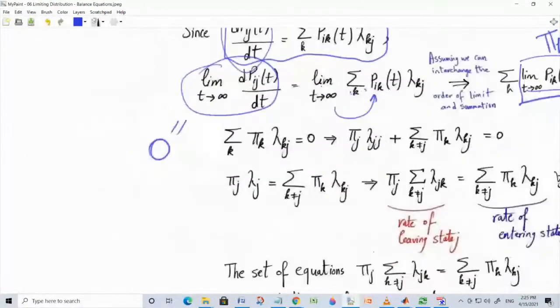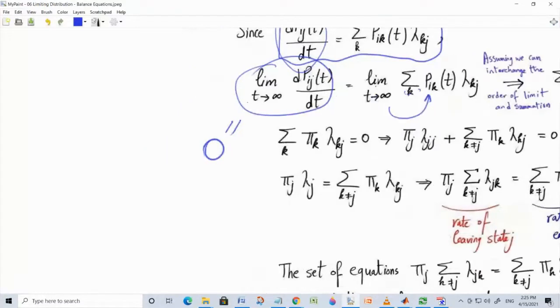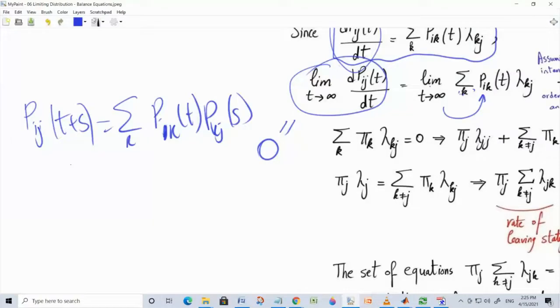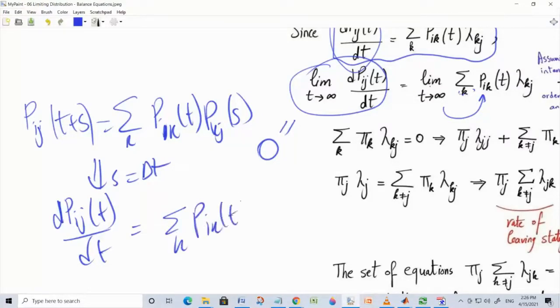So what is our equation now? In applications, most likely you will do the steady state, and this is the equation for the steady state. Let's review what happened. You start with the Chapman-Kolmogorov equation: Pij(t+s) is equal to the summation over k of Pik(t) Pkj(s). Then you set s equals delta t, and use your knowledge about the probabilities for infinitesimal time durations, and from this you get the differential equation: the derivative of Pij(t) is equal to the summation over k of Pik(t) lambda kj. Those are the elements of the Q matrix. So this is the differential equation.